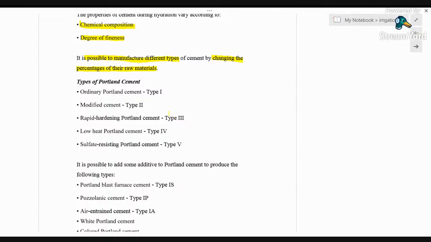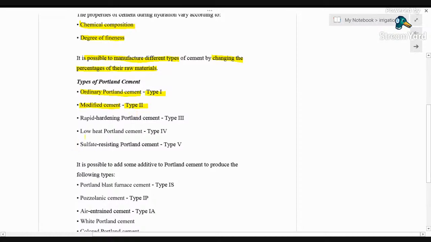Different grades are there: 33, 43, 53. Generally three grades are available in the market. What do 33, 43, 53 represent? That is the compressive strength of the cement at 28 days. So among the types of cement, first I told you ordinary Portland cement, which comes under the type 1 category. They have categorized the types of cement. The second one is called modified cement, which comes under type 2.